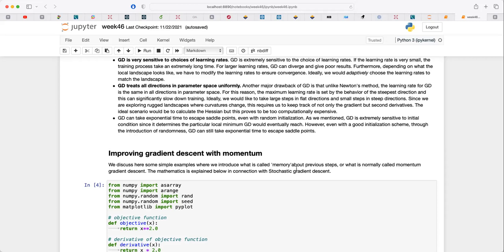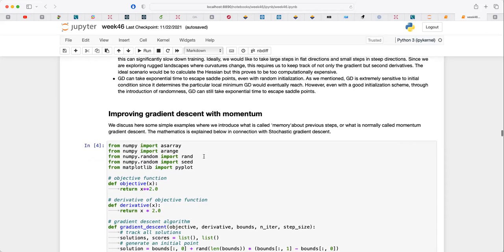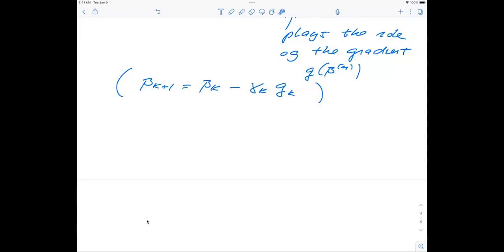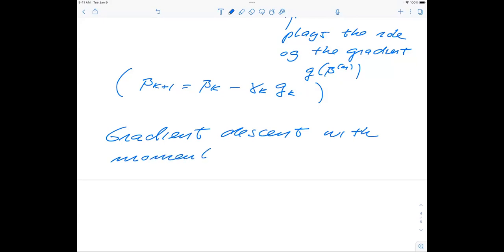So in the slides here, you will find this discussion about gradient descent with and without momentum. So let me just switch back to the whiteboard. So this will be gradient descent with momentum. We are still having a plain learning rate, which is just kept constant. So I like to call it memory, but it's not so important actually what we call it.